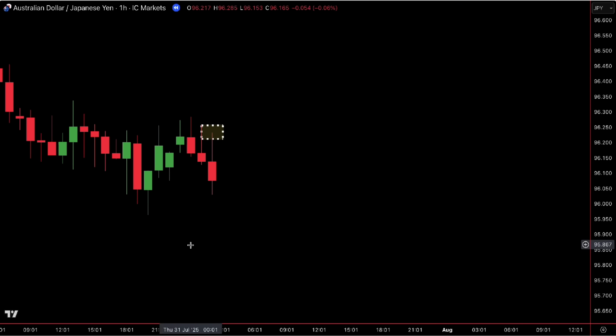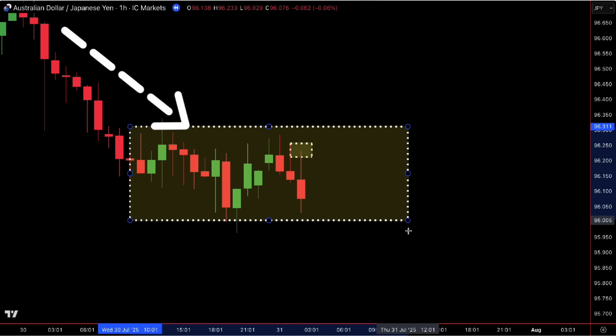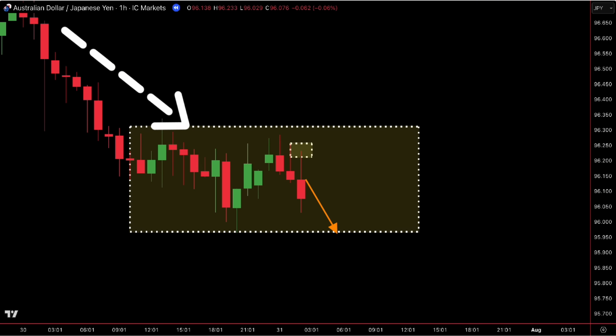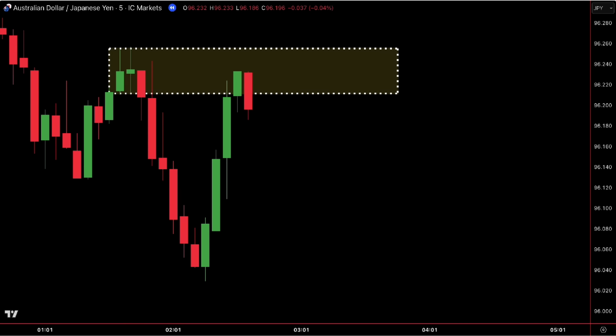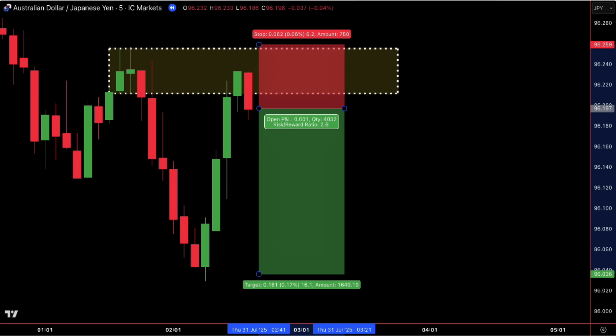Now we jump to the 1-hour chart for context. The market has been trending down and moving in a range, but with clear selling pressure. This higher time frame bias adds even more confidence to our short trade idea. Back on the 5 minutes. Here's how I set up the trade. My entry is placed right at the close of the power shift candle. The stop loss goes just above the zone and the target is set at the next level below.